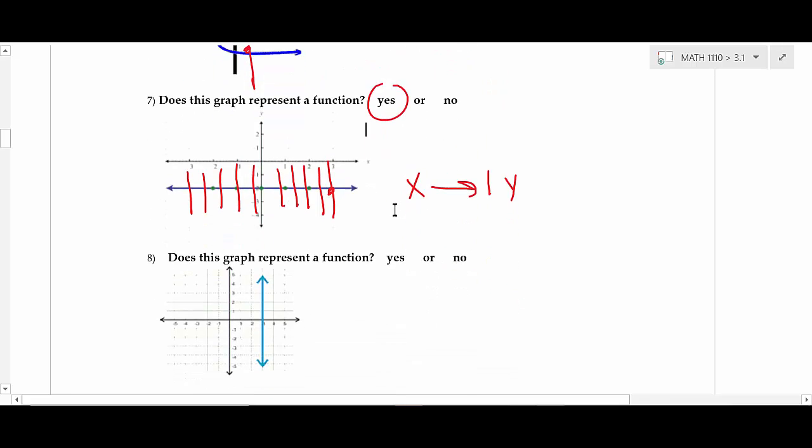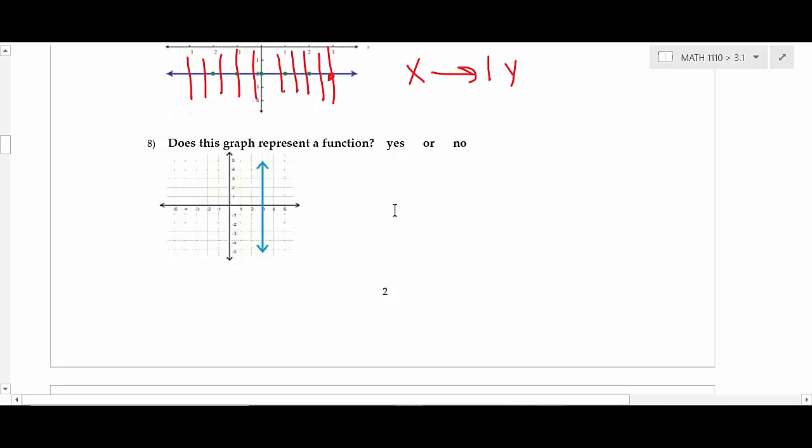How about the next one? This one's kind of weird. How do you draw a vertical line through a vertical line? Well, you would only go like that, and how many points would that go through? An infinite number of points, right? So that fails really badly. That's basically what this means: 1 x goes to an infinite number of y's. So that fails. A vertical line is not considered a function because it fails the vertical line test.